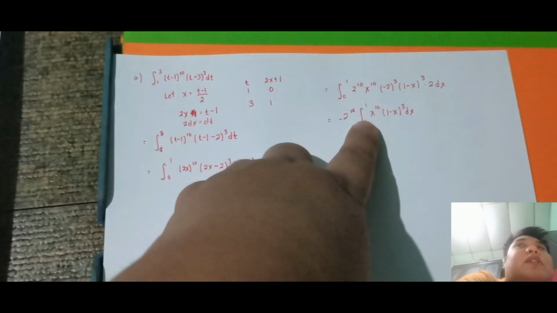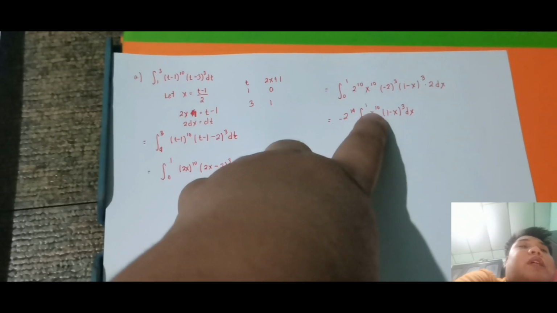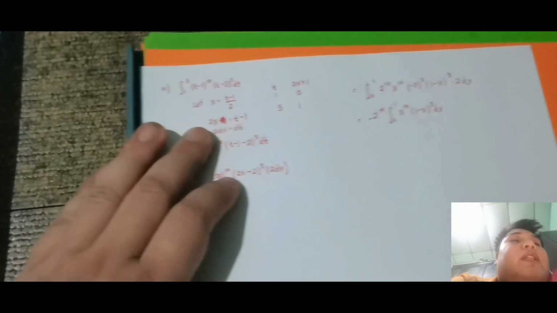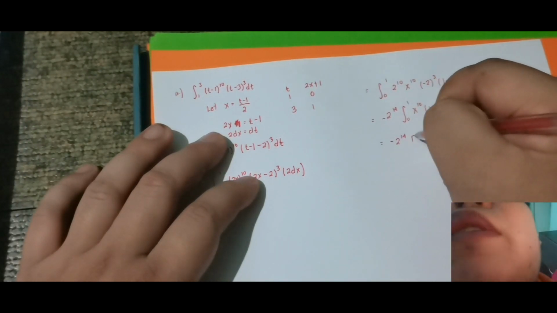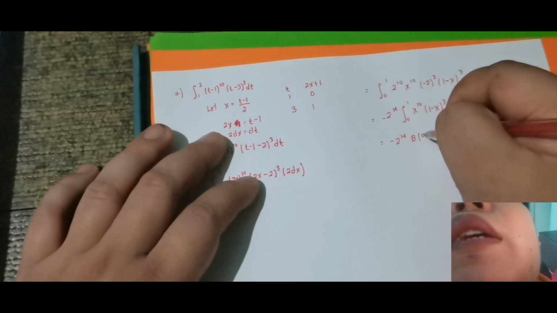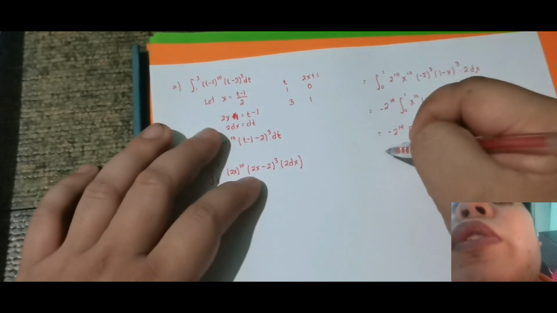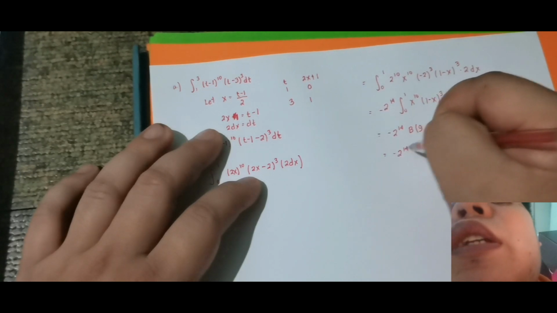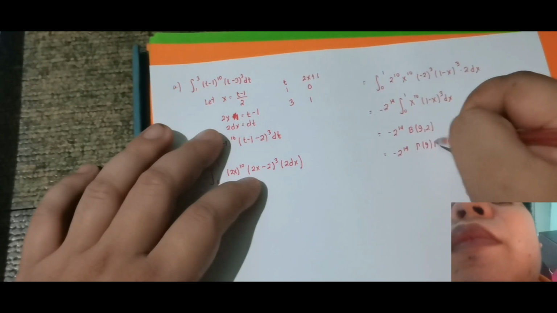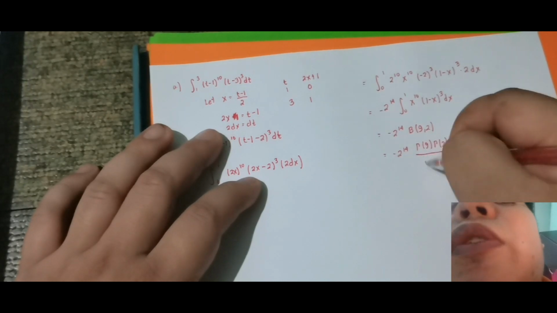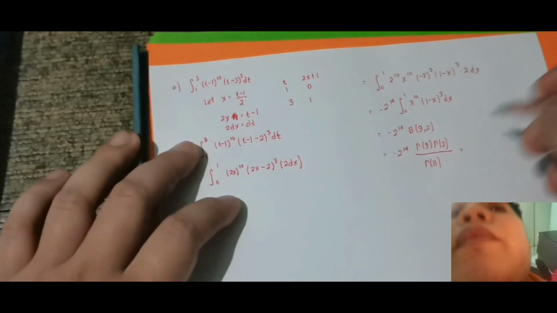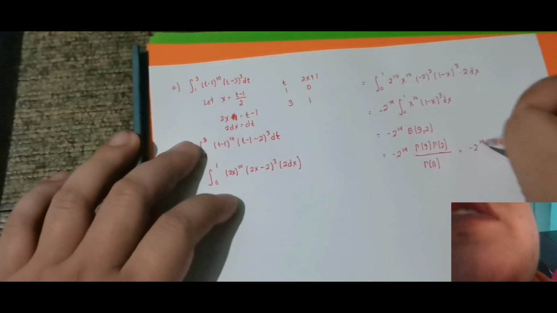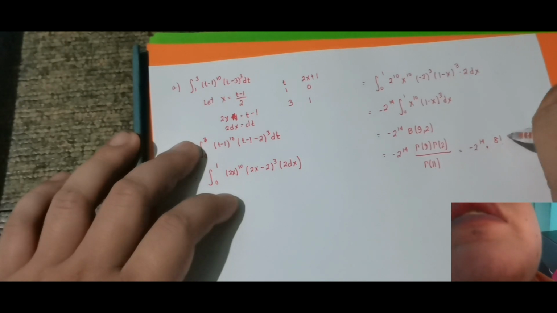Okay, then obviously this is just m minus 1, m minus 1. So this is m is 9 and n is 2. So this is just equals to 2 raised to negative 14 times beta of 9, 2. So therefore this is just equals to negative 2 raised to 14 times gamma of 9, gamma of 2 all over gamma of 11. So which is equals to negative 2 raised to 14 multiplied by 8 factorial, 1 factorial over 10 factorial.